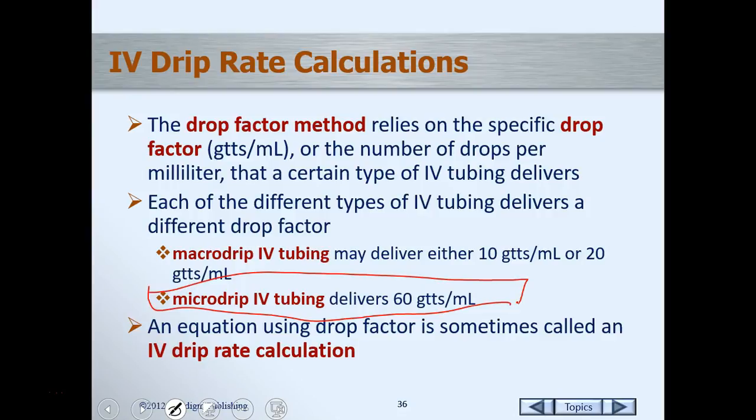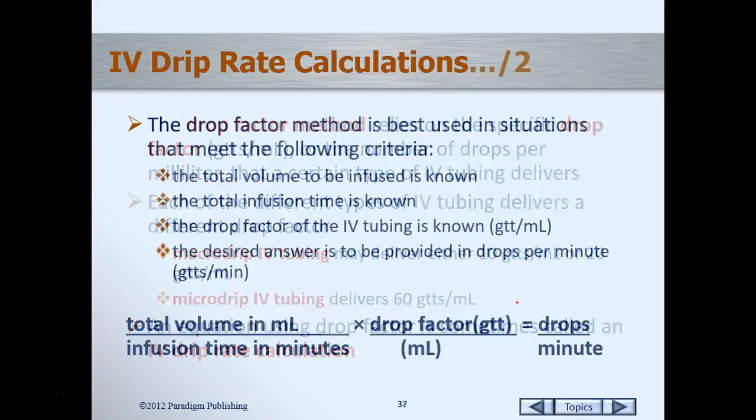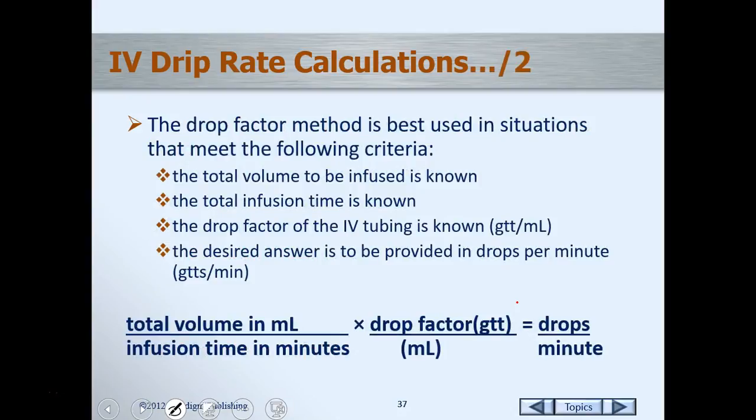And then we use those drop factors to create the IV drip calculation. So for example, this is what it would look like: the total volume in milliliters, with the time in minutes, and then our drop factor in drops per milliliter. So if we're doing an IV piggyback, generally it'll be infused over 15, 20, 30, 45, or 60 minutes. That one would give it in minutes. If you're infusing a large volume parenteral, you may have to do an extra step in here to convert your milliliters per hour into minutes.